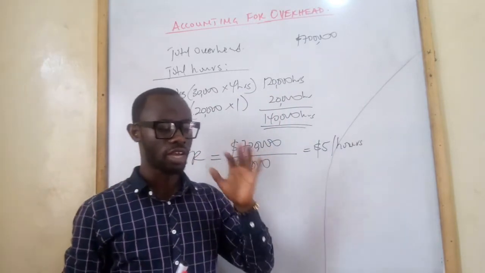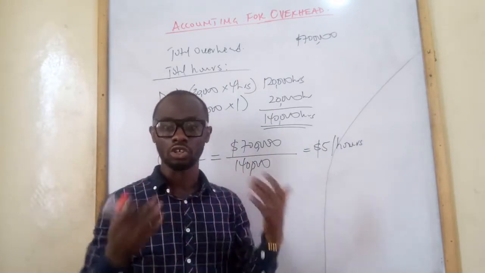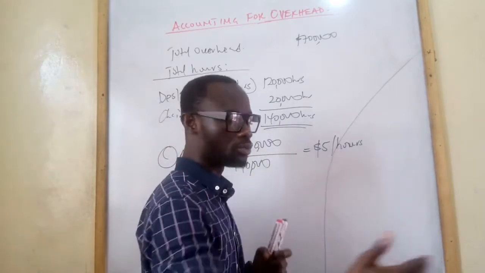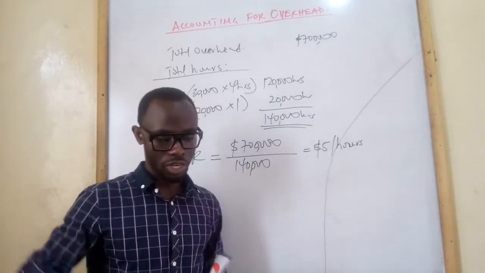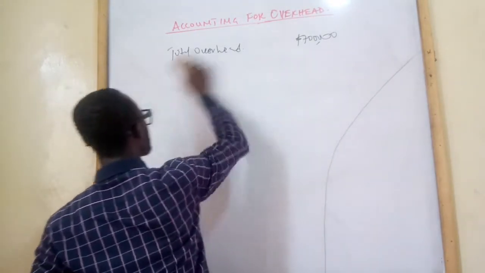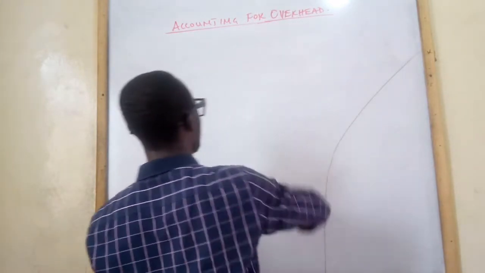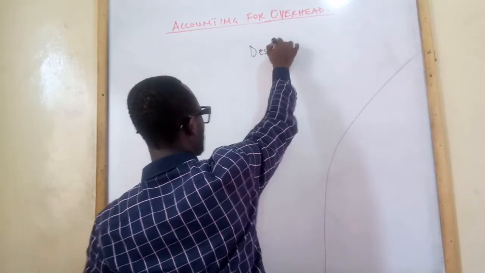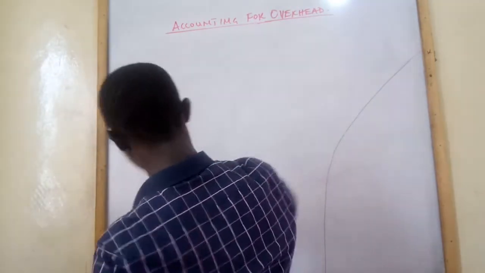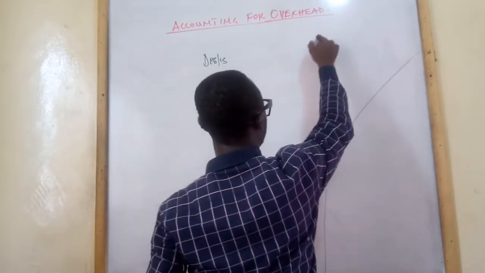So based on the $5 per hour, the question will be, how do we now calculate the cost of the chair and then the cost of the desks in the organization, and how do we even absorb these overheads into the products? So let's put chair on one side and let's put desks on the other side. Desks, chairs.